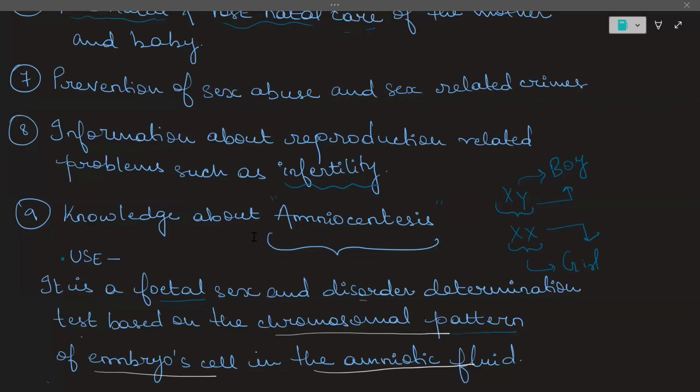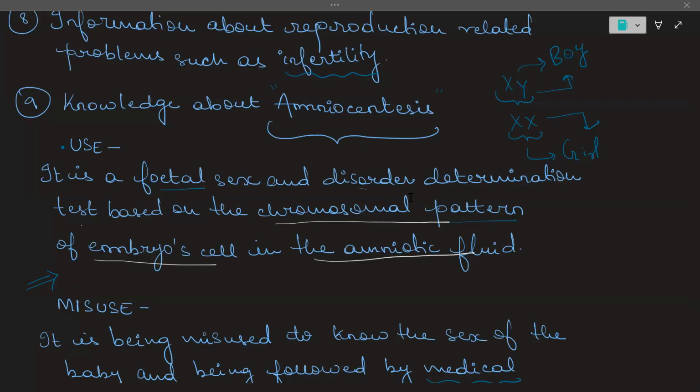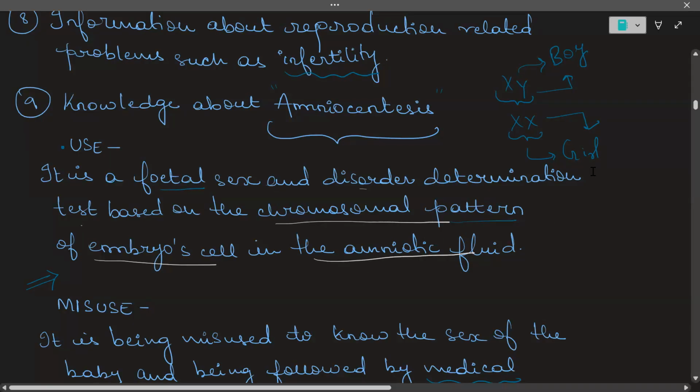Now talking about what amniocentesis is, basically it is fetal sex determination before the fetus is even born. So it is a fetal sex and disorder determination test, which is based on the chromosomal pattern of embryo cells in the amniotic fluid. Right? So this is what this whole process is.